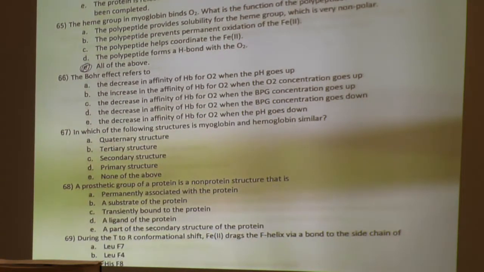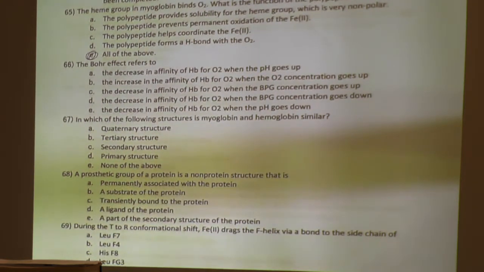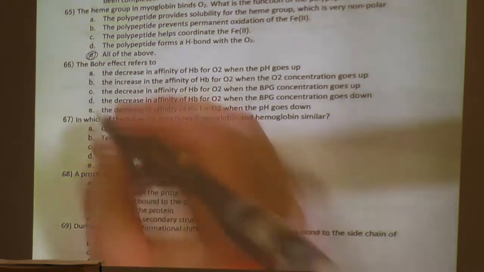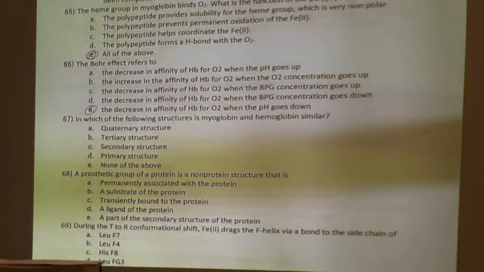So the Bohr effect refers to what? This is also another thing that we haven't talked about in a long time. E. It is E, yes. So the Bohr effect refers to the decrease in affinity of hemoglobin for O2 when the pH goes down.